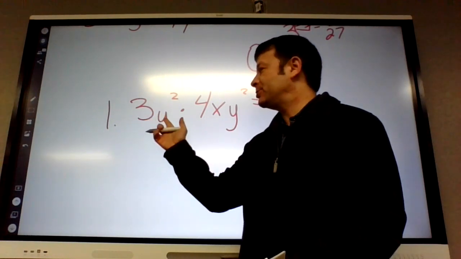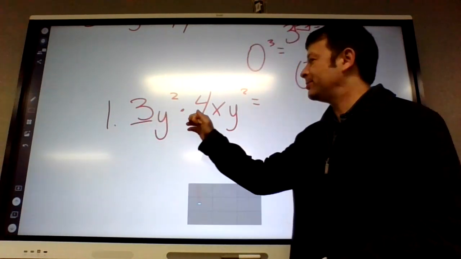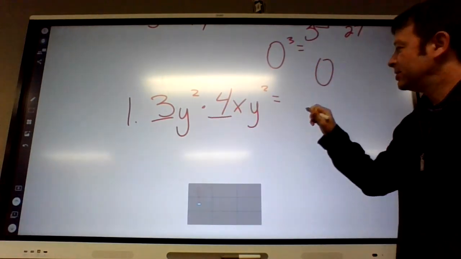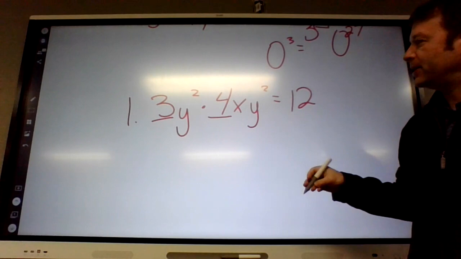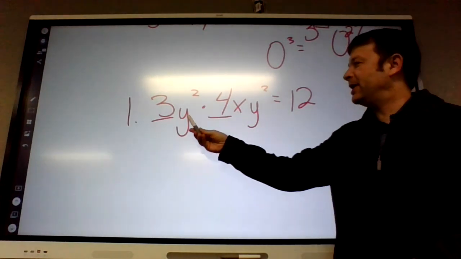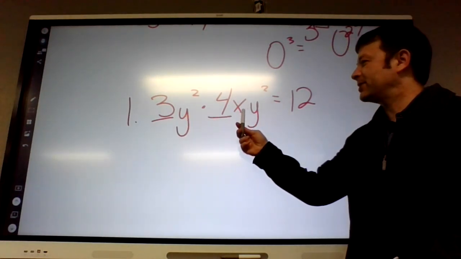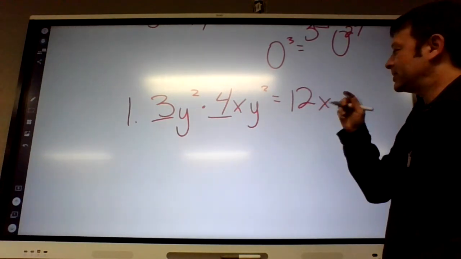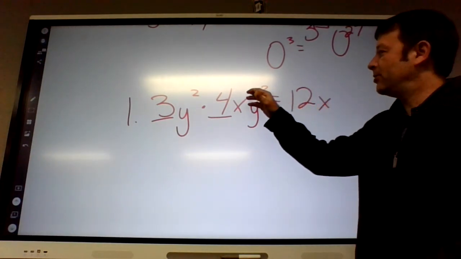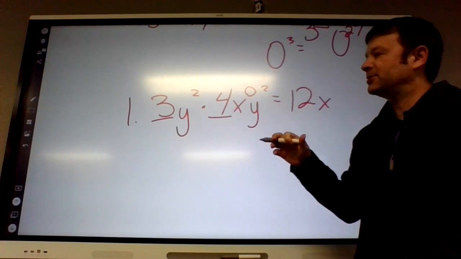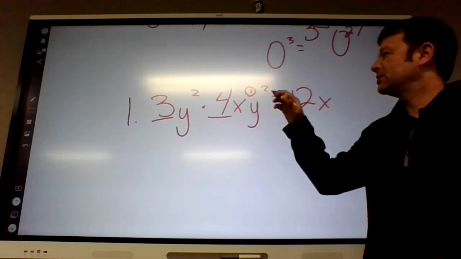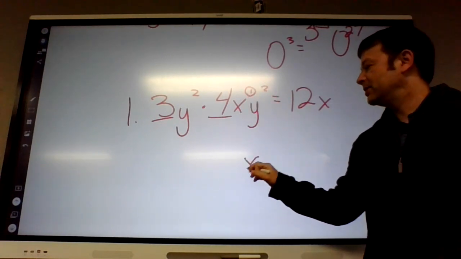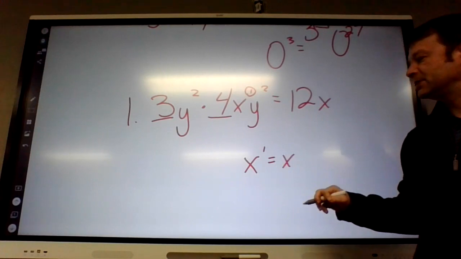I don't know what 3 times y squared is, but I do know what 3 times 4 is. 12. Okay. And then, do I have anything to multiply the x with? No. By the way, I should have mentioned this. There's no exponent on the x. There's no power up there. So what is the exponent if there's nothing up there? A 1. X to the first is just x.